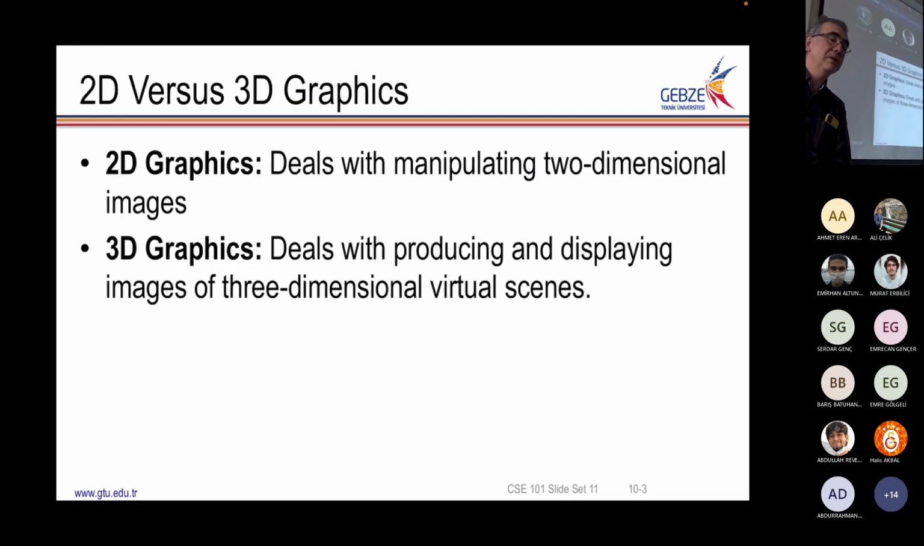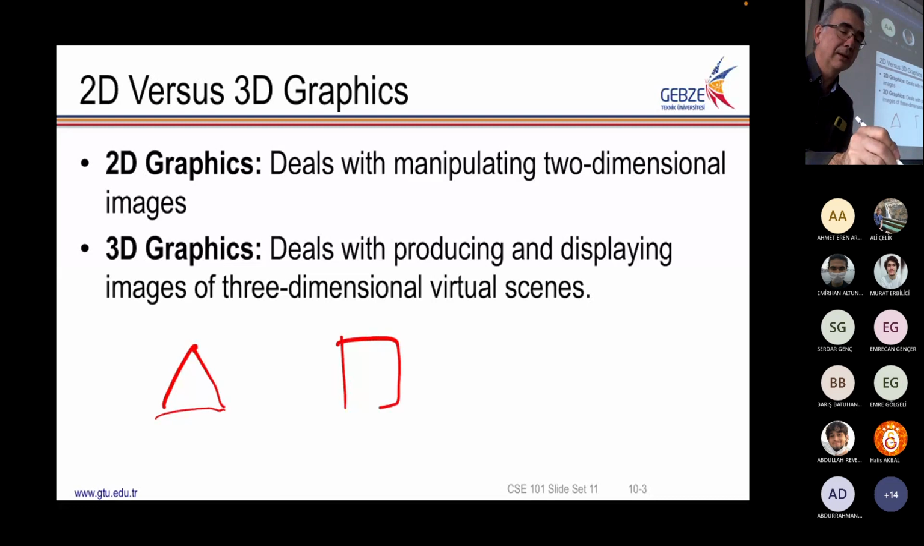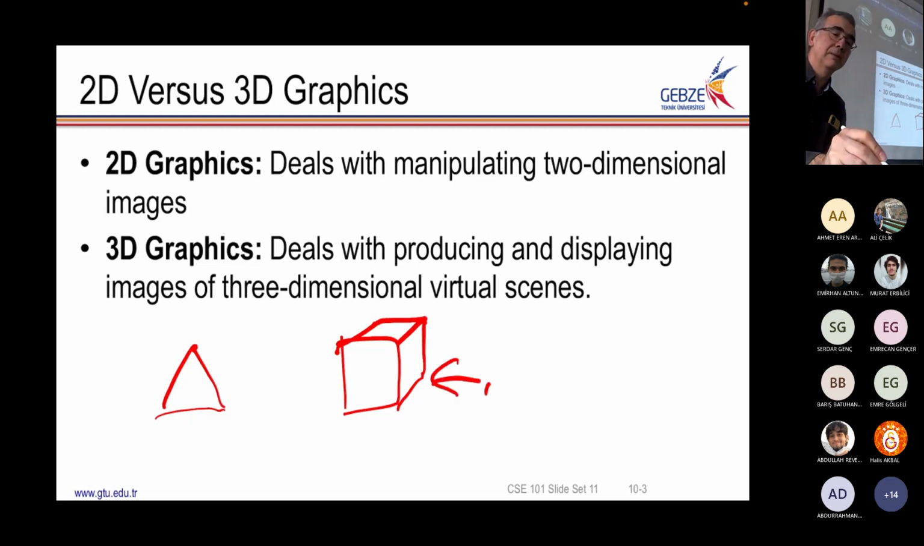Also, there are 2D versus 3D graphics. For example, this is 2D graphics, right? A triangle is 2D graphics. On the other hand, when you have a box image, it is considered 3D graphics because the model is 3D. Actually, the image is 2D. My screen is two-dimensional, so the image is two-dimensional.